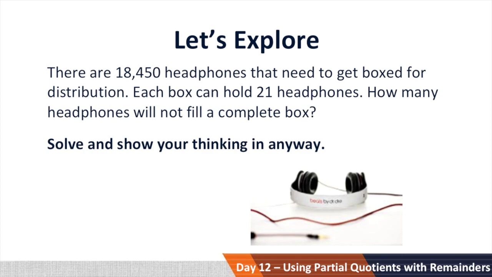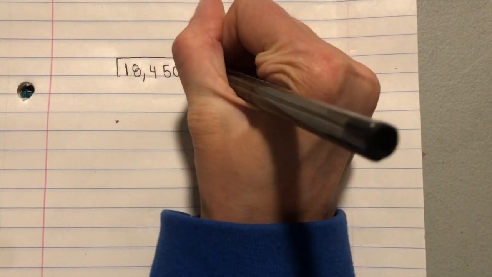So in order to find the remainder, yes, you have to find the quotient. You have to solve it. So that's what we're going to do. All right. So I'm going to write my big 7. I have 18,450 divided by 21.